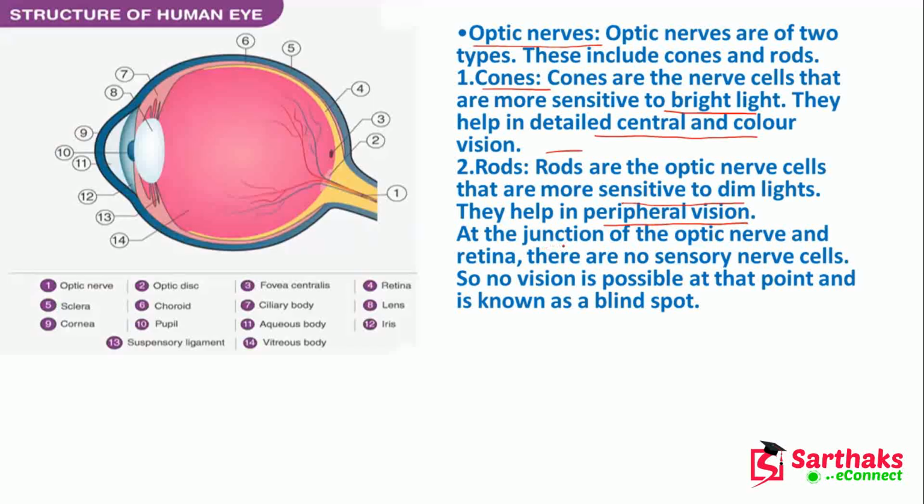At the junction of the optic nerve and retina, there are no sensory nerve cells. So no vision is possible at that point, and it is known as the blind spot. In this junction there are no sensory nerves, and no vision is possible. This is called the blind spot.